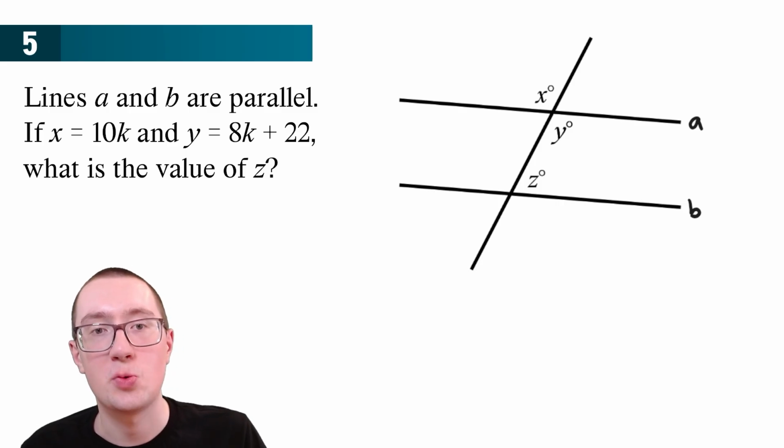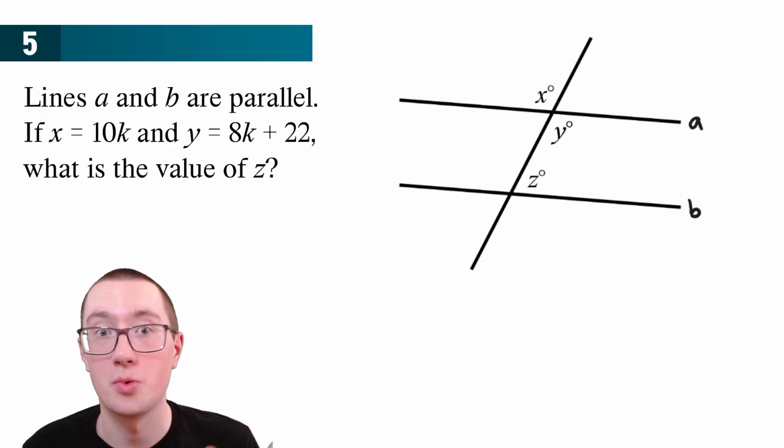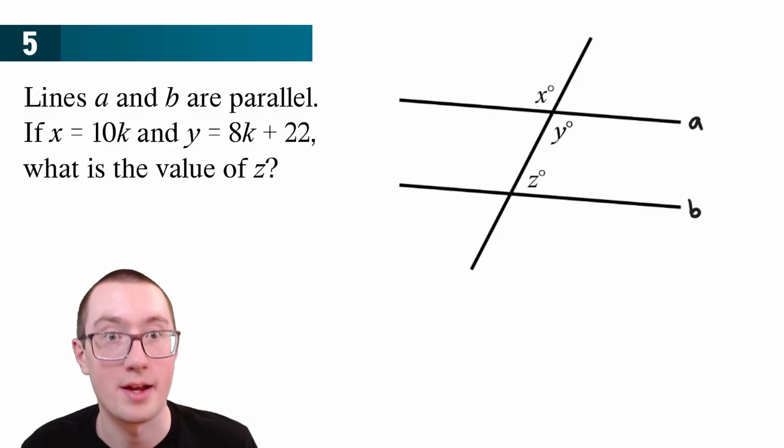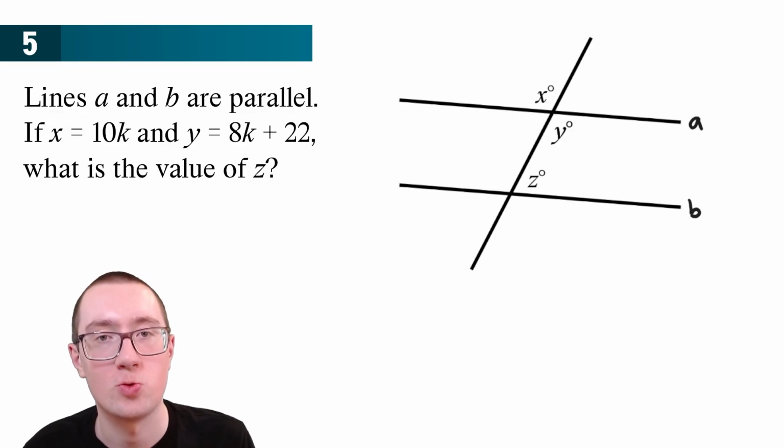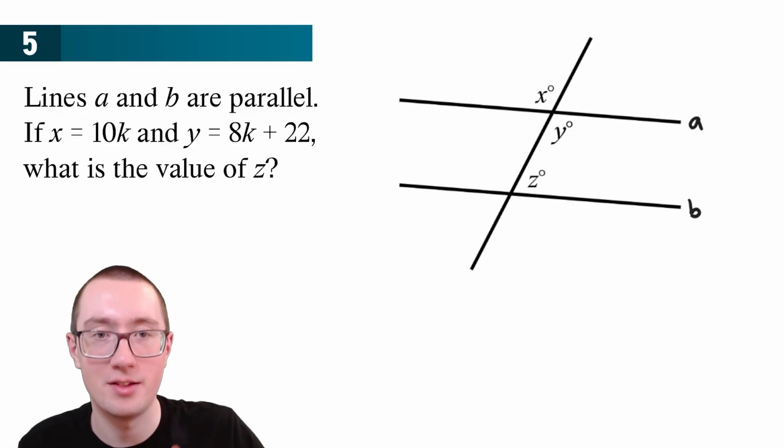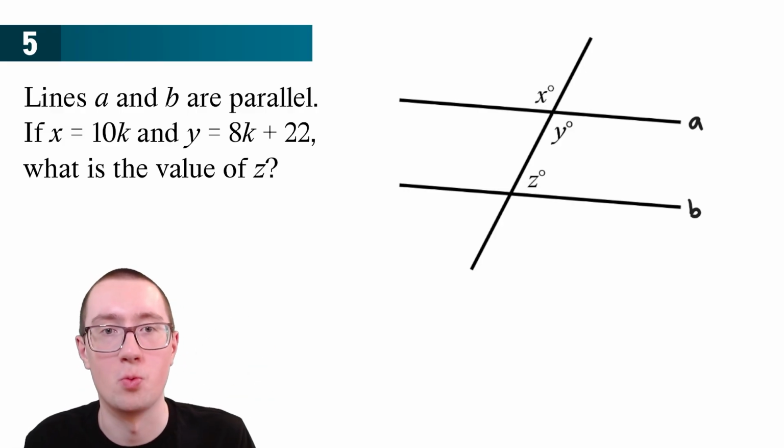It says that x is equal to 10k, which is already weird because we don't know what k is equal to. We don't know what x is equal to, right? Like this is just weird. y is equal to 8k plus 22. And so we need to find the value of z, which was not in any of the other parts of the problem. So what is going on?